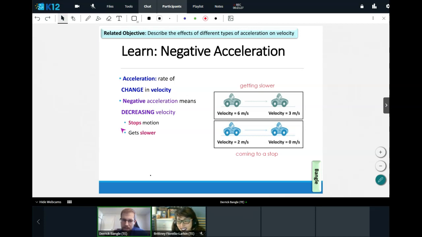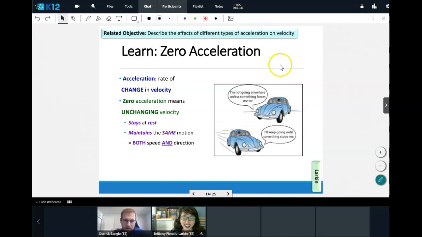All right, awesome. So let's move on to zero acceleration. Zero acceleration can be a little bit hard for us to wrap our brains around. Again, remember, acceleration means any change in velocity. So zero acceleration does not necessarily mean that you are not moving. It just means that your velocity is not changing.